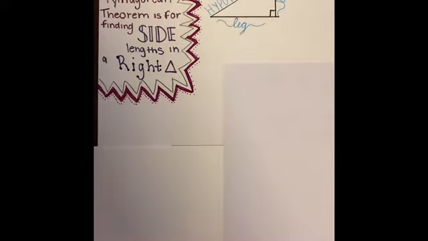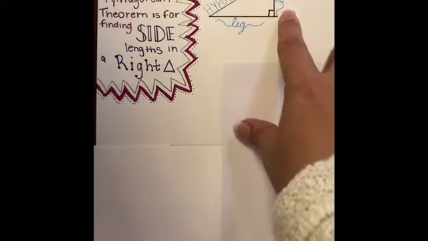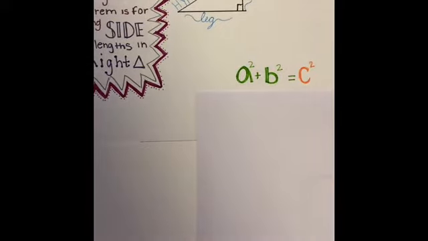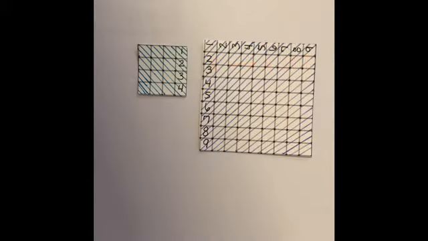The Pythagorean theorem says, given a right triangle with legs A and B and hypotenuse C, then a squared plus b squared equals c squared, which is how we get our theorem, a squared plus b squared equals c squared. And it's important to note that the hypotenuse is always the longest side. It's also important to note that A and B are supposed to represent the legs, and C represents the hypotenuse.